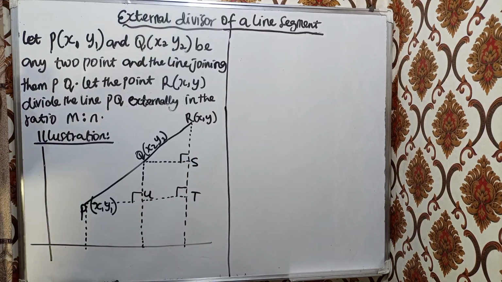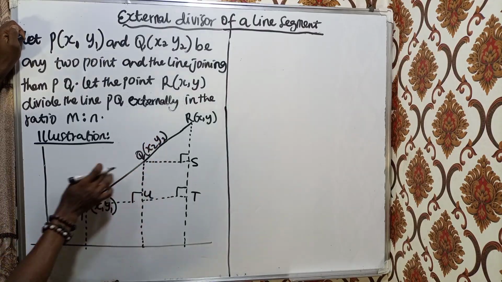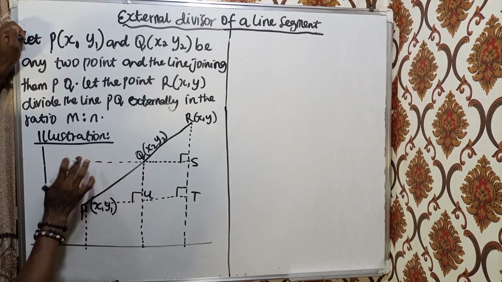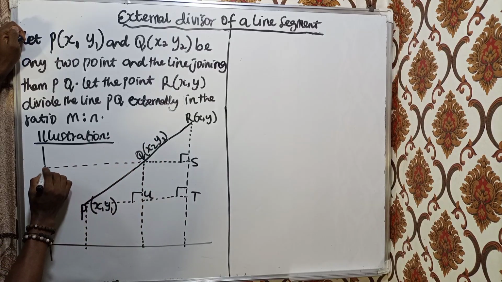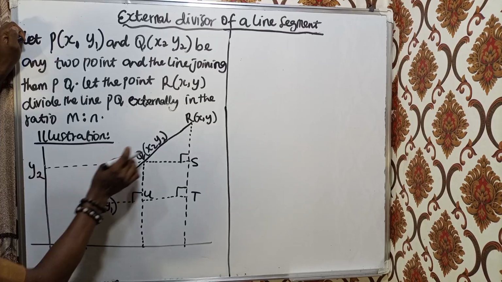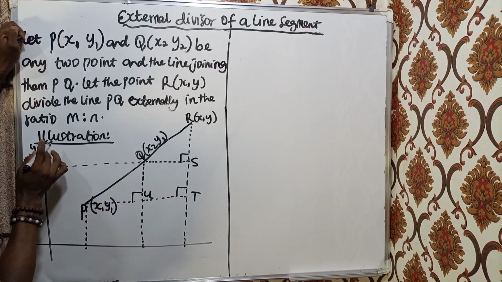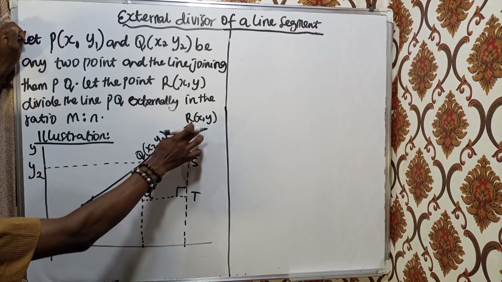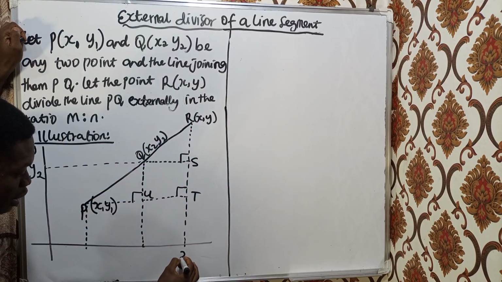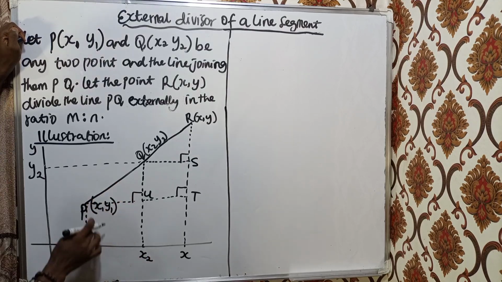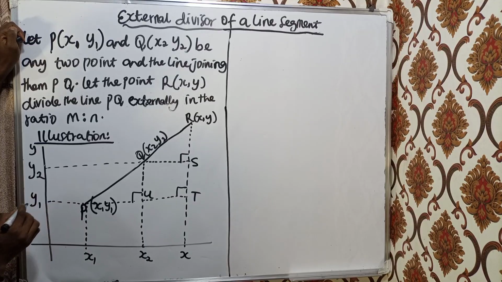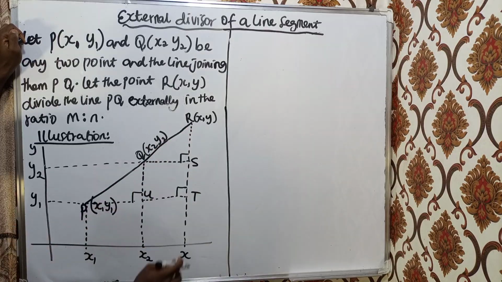Now, you know that this place on the y axis is our y2, so we can label it y2. Upper here will be y. I'm following this coordinate that is here. This place is our x, this place is x2, and this place will be x1. This place will be y1. That's the y coordinates on this side and the x coordinates down here.